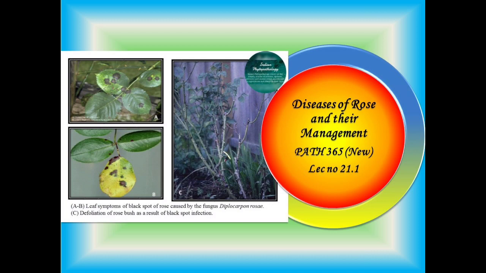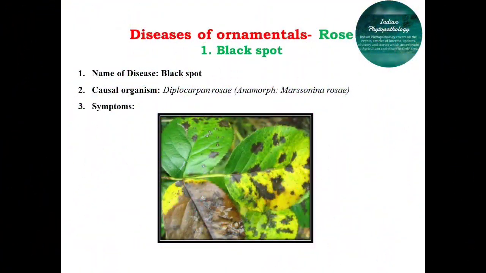In today's lecture, we are going to cover all diseases of rose, their causal organisms, symptomatology and their management. First disease of rose is black spot of rose. This black spot of rose is caused by Diplocarpon rosae. You can see the symptoms of this black spot of rose.